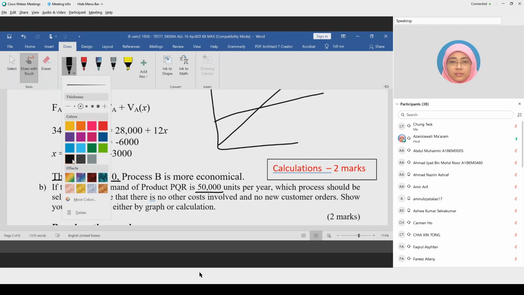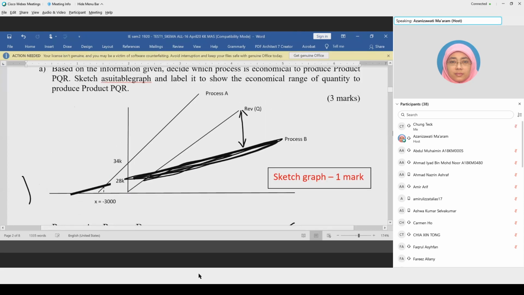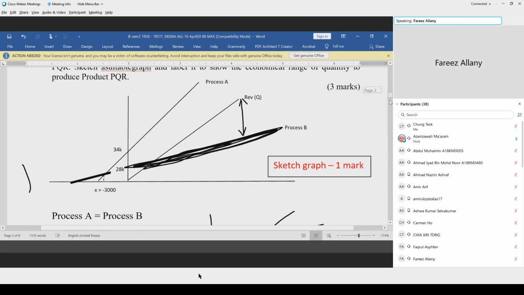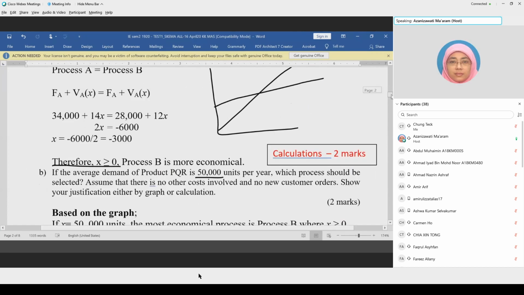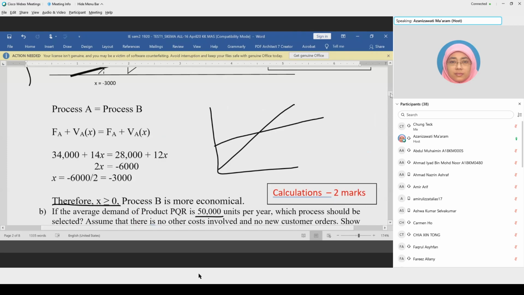Ada kelas ke lepas ni? Pukul 10. Yang lain pun sama ke? Sama doktor. Sama, okay. So sempatlah saya explain ni sekejap. Sekejap. Dia ada satu case.